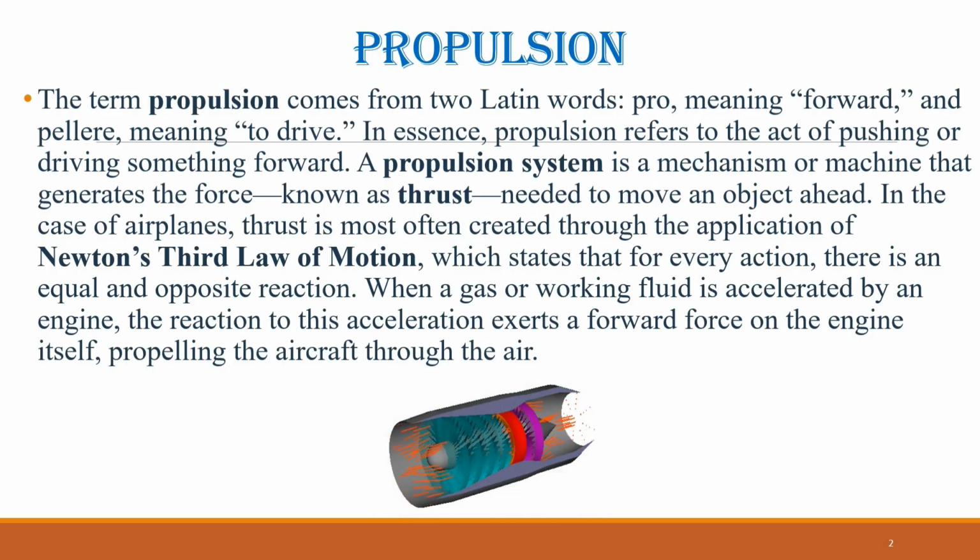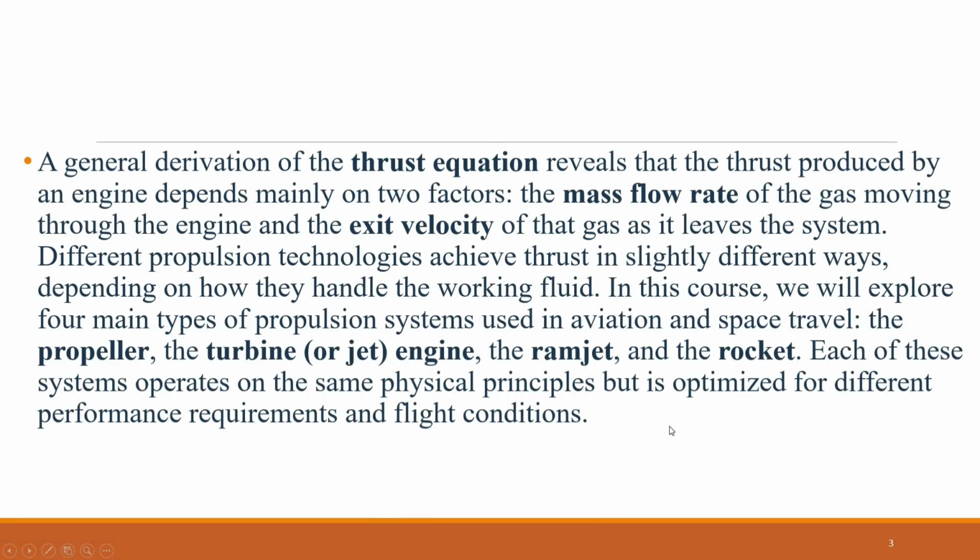In the case of airplanes, thrust is most often created through the application of Newton's third law of motion, which states that for every action, there is an equal and opposite reaction. When a gas or working fluid is accelerated by an engine, the reaction to this acceleration exerts a forward force on the engine itself, propelling the aircraft through the air. A general derivation of the thrust equation reveals that the thrust produced by an engine depends mainly on two factors: the mass flow rate of the gas moving through the engine and the exit velocity of that gas as it leaves the system.